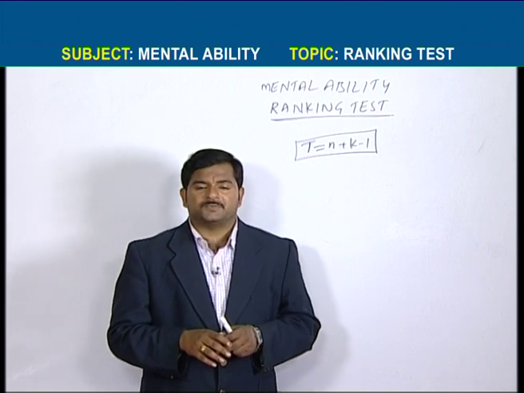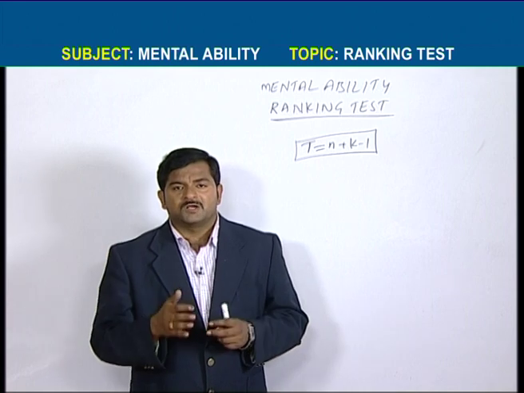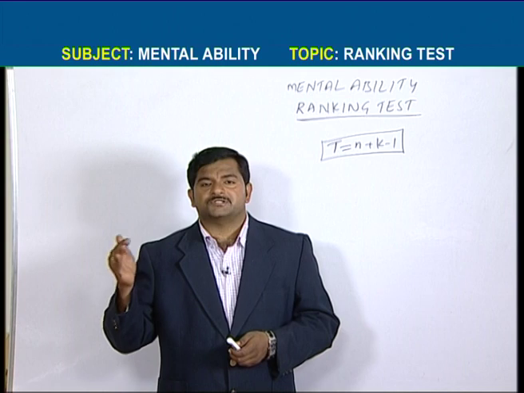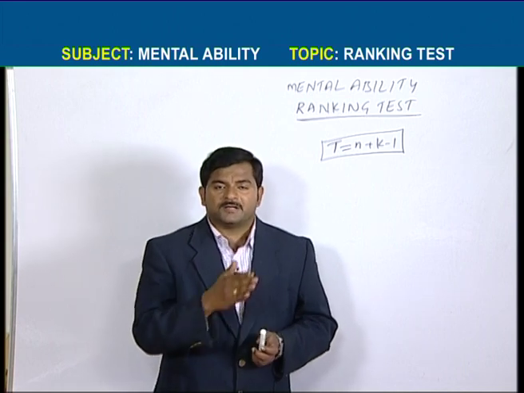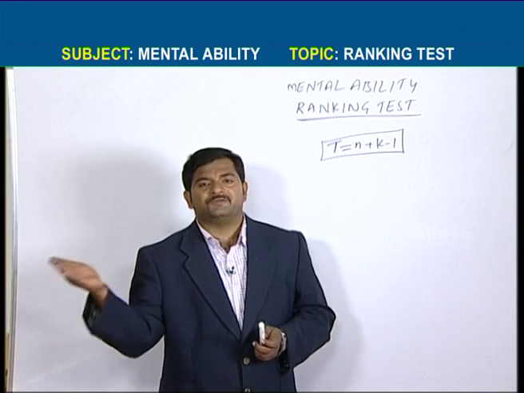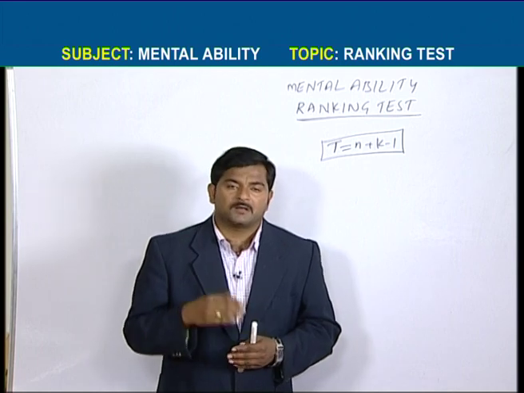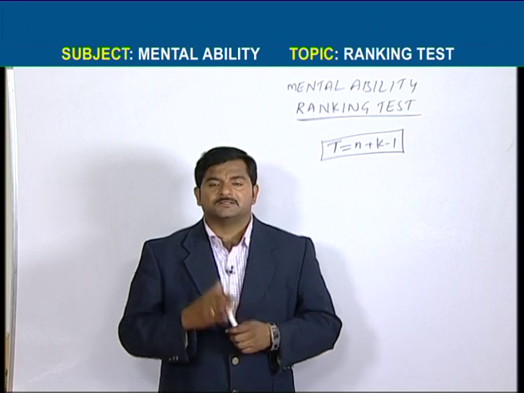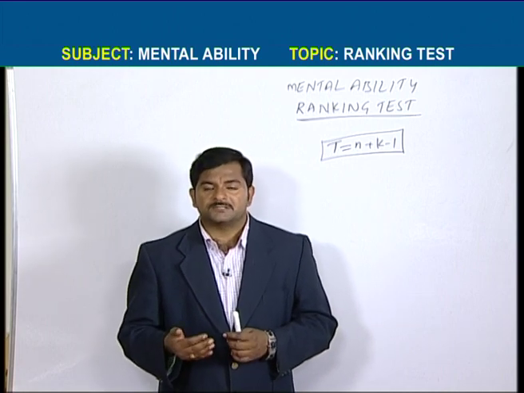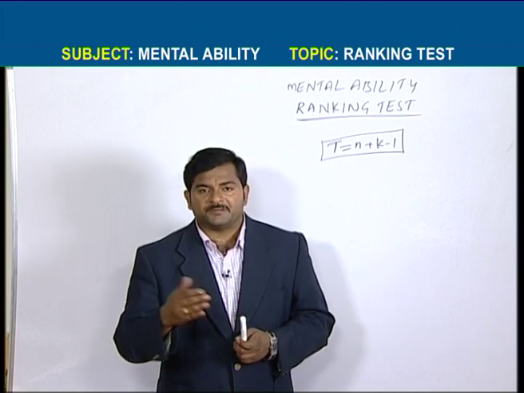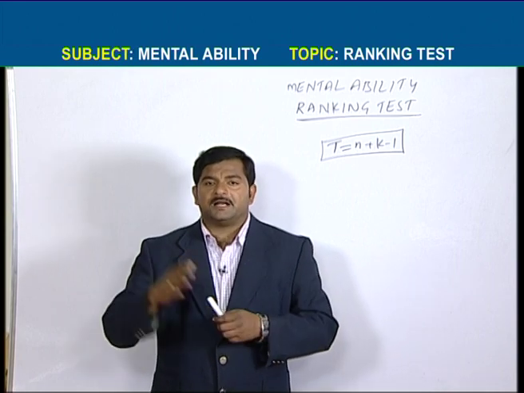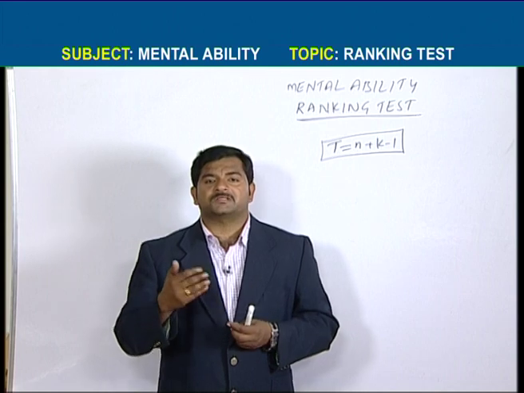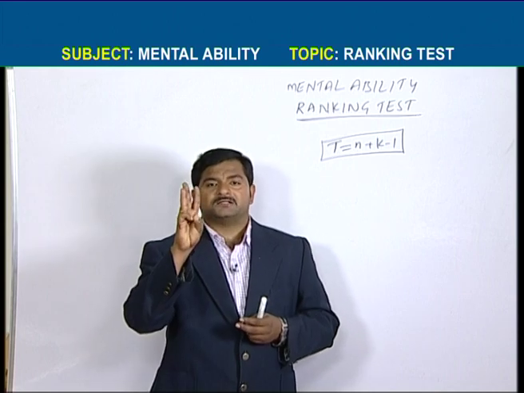For example, out of 50 objects, the position of A is given from the left side, and he will ask to find the position of A from the right side. That is one model. Or the right side will be given, and he asks to find the left side. That is the second model. The third model is where the position of the same object is given from the left side and from the right side, and he asks to find the total number of objects in that row. Primarily these are three models.